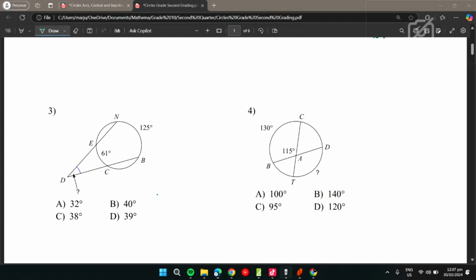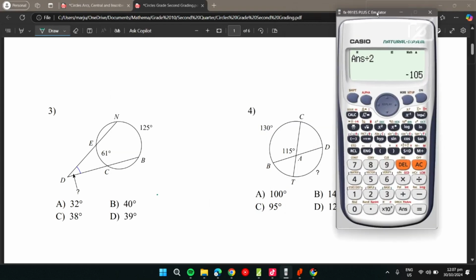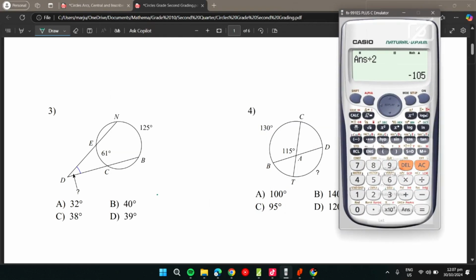Number 3. Alright? Same thing. The same thing ang gagawin: far arc minus near arc over 2. The same thing.